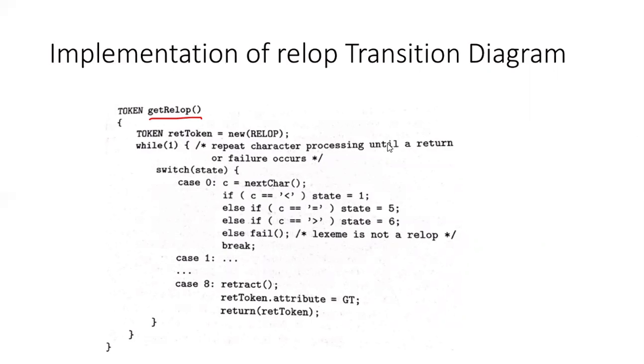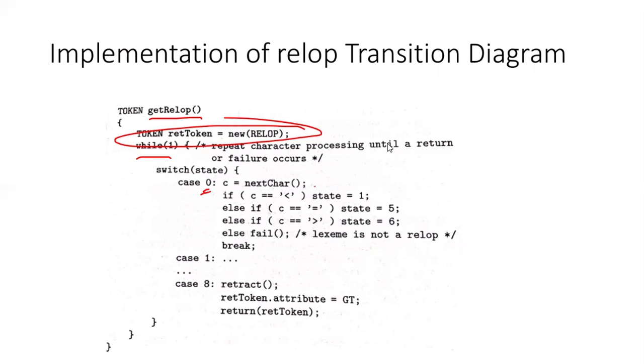For the transition diagram we saw in the second series, that is the transition diagram for a RELOP, this can be implemented in this manner. First you are taking the token, then while one repeat, we have a switch case based on the state. Whichever state it is. If it is state zero, that means you're starting from zero. You'll notice that the start state is zero for the RELOP transition diagram.